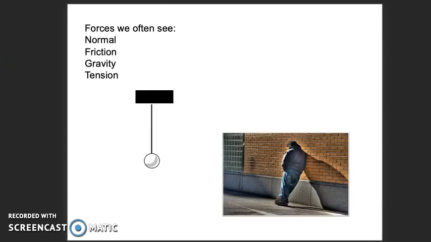So the forces that we see in everyday life are normal force, which is a push, friction, which is two surfaces trying to slide over each other, gravity, pulling you down to the earth, and tension, which is like a rope pulling on somebody's arm. So in this example here, it's a ball hanging, there's a force of gravity pulling down, and a tension force pulling up, and that tension force will point in the direction of the string.